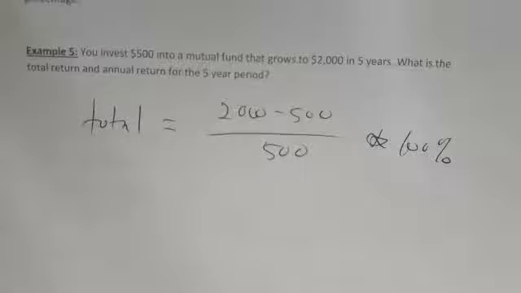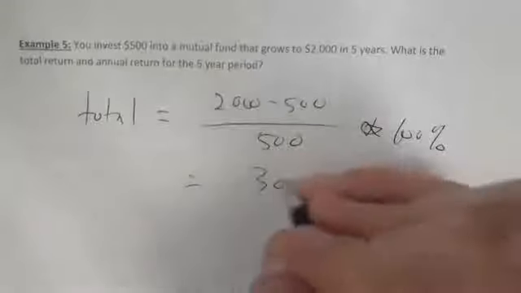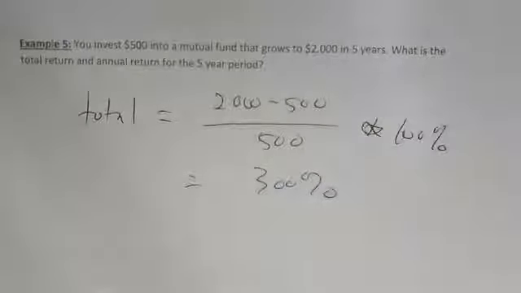These are different numbers, right? Okay. We should be getting 300% again, I believe. We're going to do 2,000 minus 500, which gives me 1,500. Divide it by 500, which gives me 3. And then multiply it by 100, and it gives me 300%.